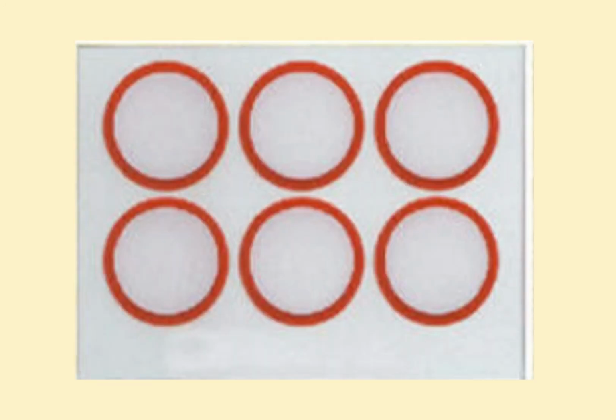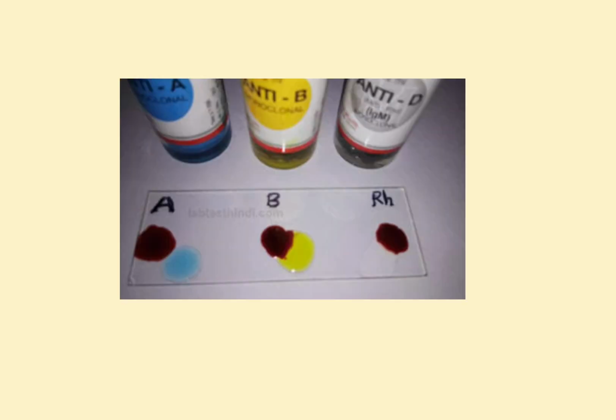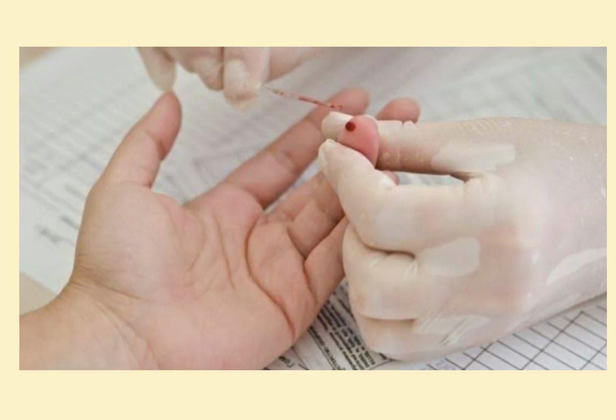So for the procedure, we will take a porcelain plate or a tile and clean it dry. The plate must be clean. Using a wax pencil, we will draw 3 circles on the plate to divide the surface into 3 different parts. We will place 1 drop of the corresponding anti-serum near the edge of each circle, as we can observe.